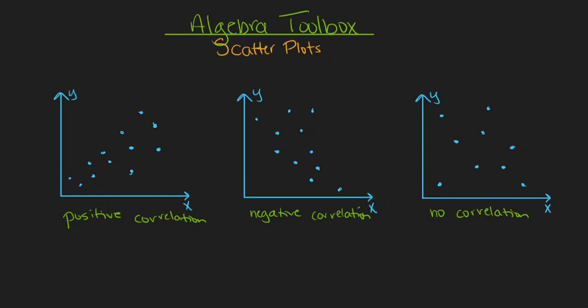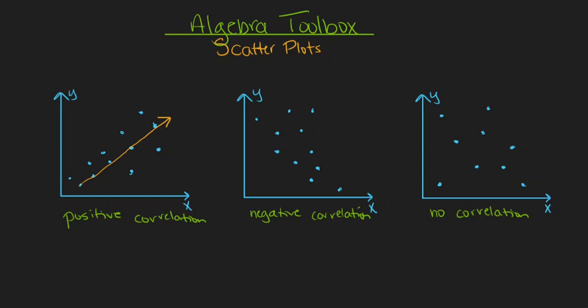So for example, with our first scatter plot here, a trend line might look something like this, where we can see that as the x variable increases, the y variable is also increasing. Drawing this trend line also helps us to understand why we call this a positive correlation, because the slope of the trend line is itself positive.